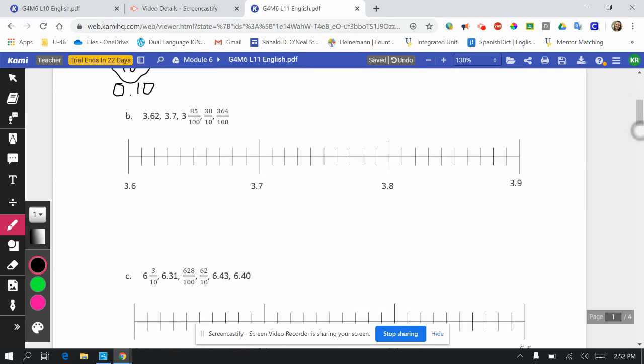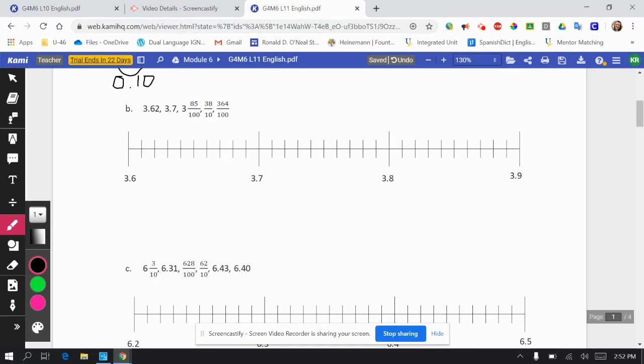Let's move on to number 2. Again, if they are not in standard form, I'm going to write it in standard form. So 3 and 85 hundredths would be the first one that needs to be written in standard form. 38 tenths will become 3.8. And 364 over 100 will become 3.64. Starting at the very beginning, 3.62. This could also be 3.60. So counting up 3.61, 3.62. Going to add that here and cross it on out.